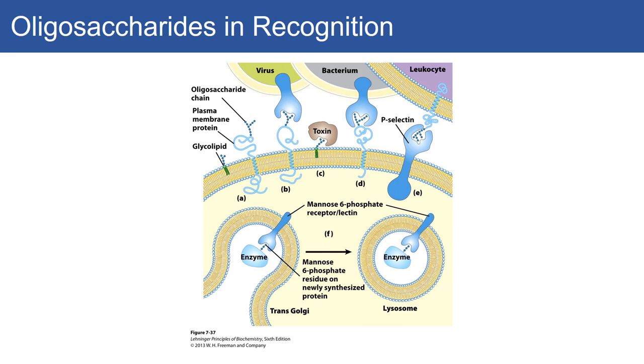P-selectin binds leukocyte extracellular carbohydrates. Enzymes also have mannose-6 phosphate receptors, like lectins, on them as well. And so all of these things, oligosaccharides, are very important in cellular recognition.